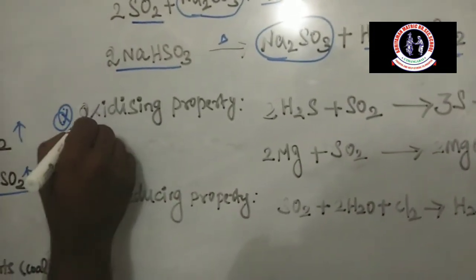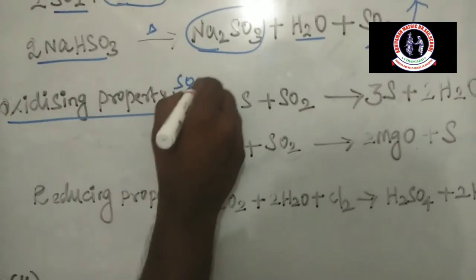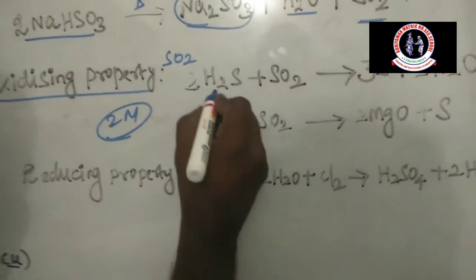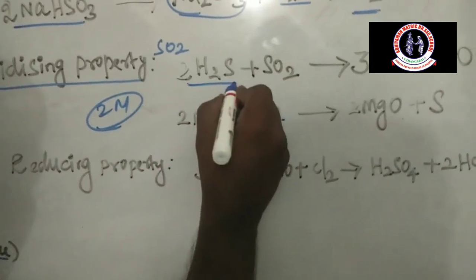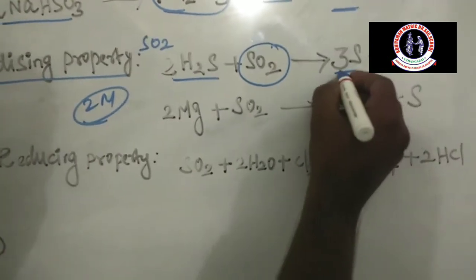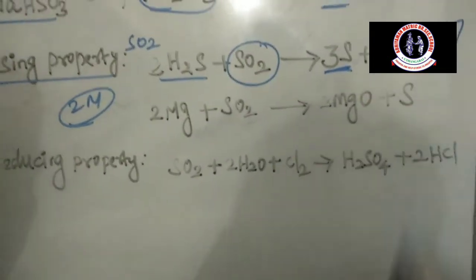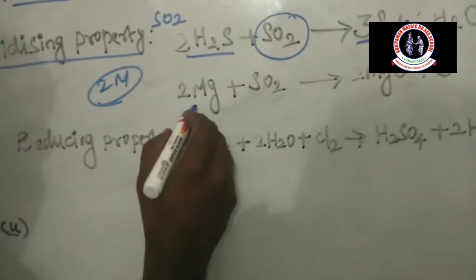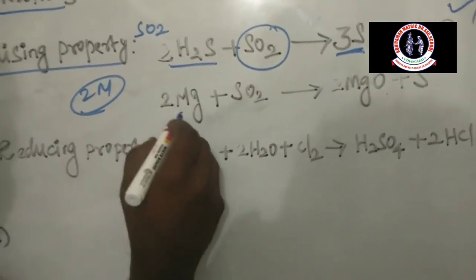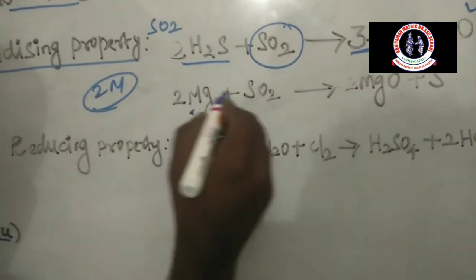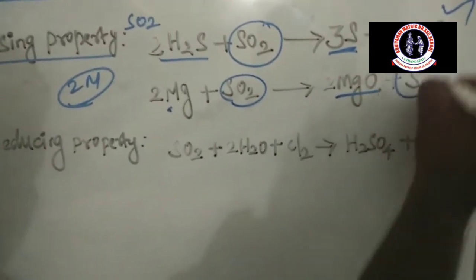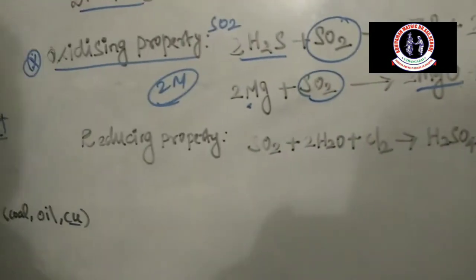Write a note on the oxidizing power of sulfur dioxide, an important 2 mark question. Here 2 moles of hydrogen sulfide are treated with sulfur dioxide to give 3 moles of sulfur and water. Next, magnesium, a very good reducing metal, is treated with sulfur dioxide to give magnesium oxide and sulfur.